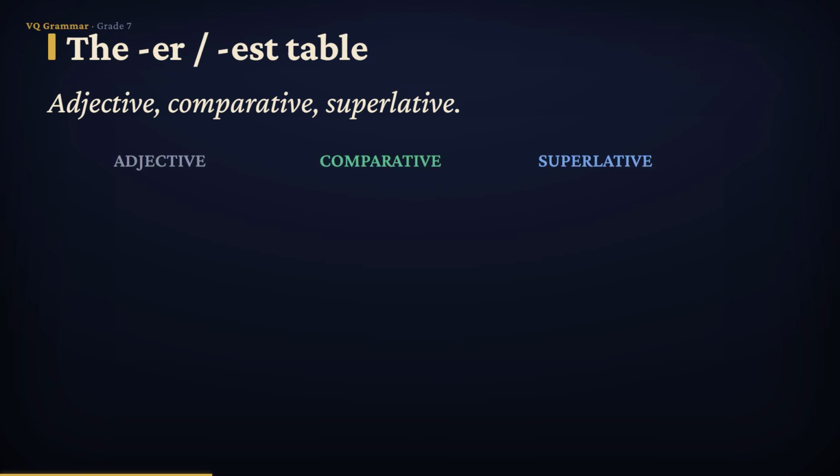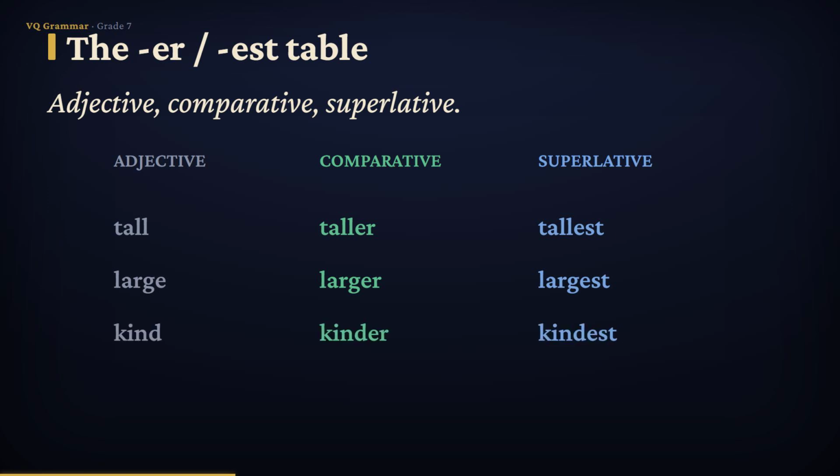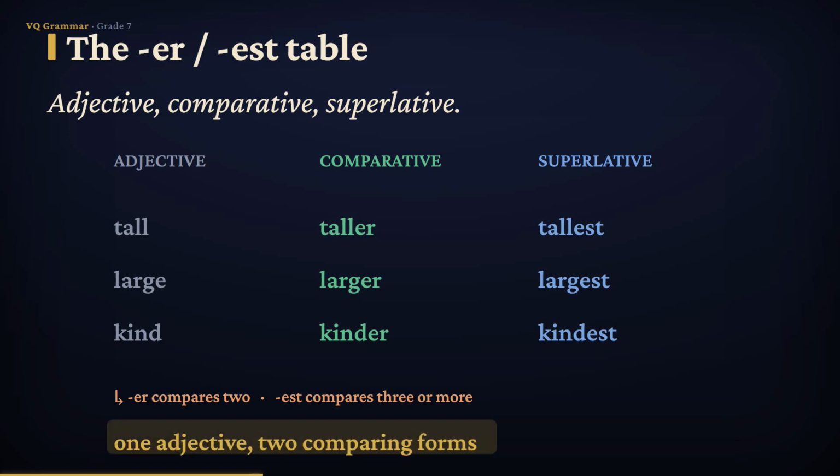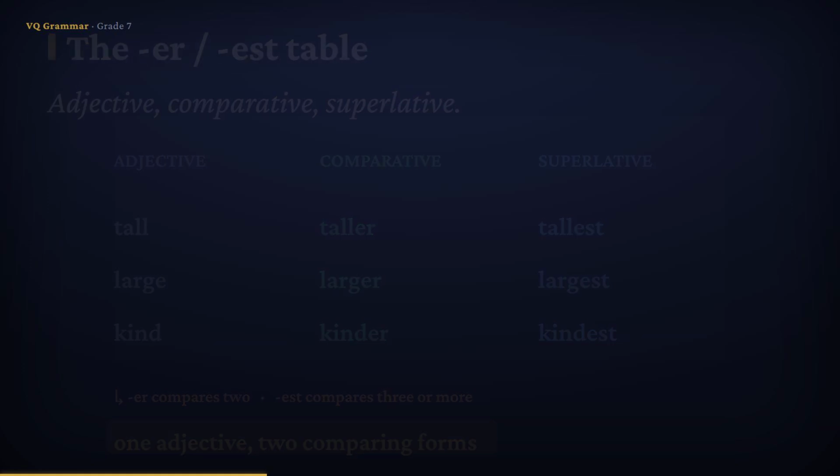Let's put it all side by side in one table. The adjective, its comparative, and its superlative. Start with tall. Tall, taller, tallest. Then large. Large, larger, largest. And kind. Kind, kinder, kindest. Read across each row and you can hear the pattern build. The plain adjective, then -er for comparing two, then -est for comparing three or more. Every short adjective in this family follows that same tidy path.